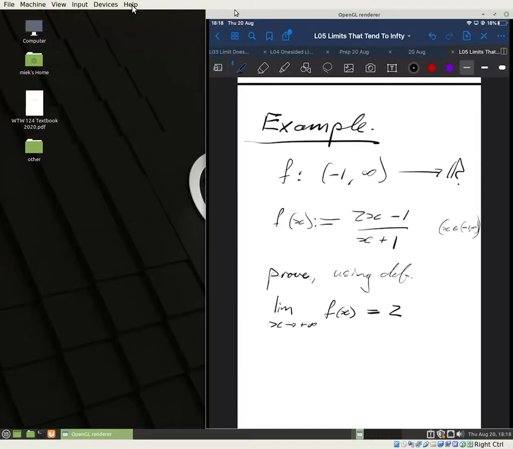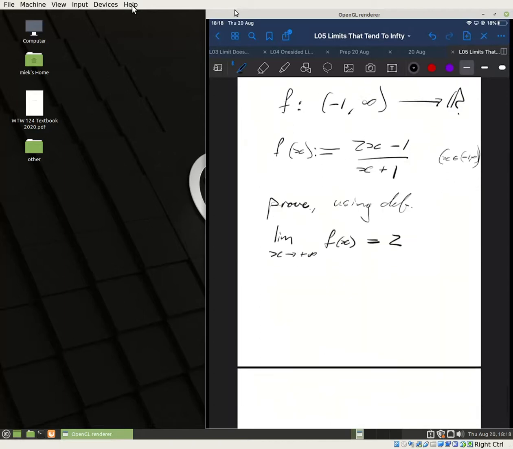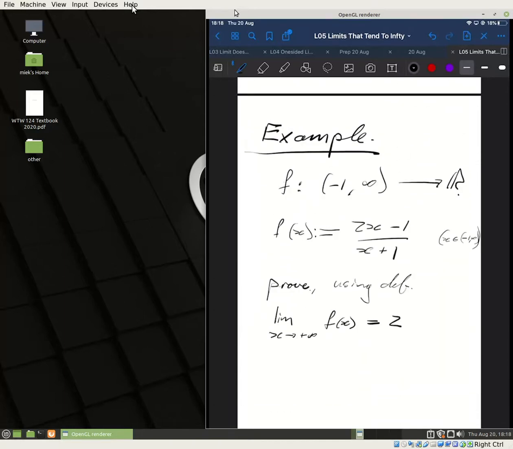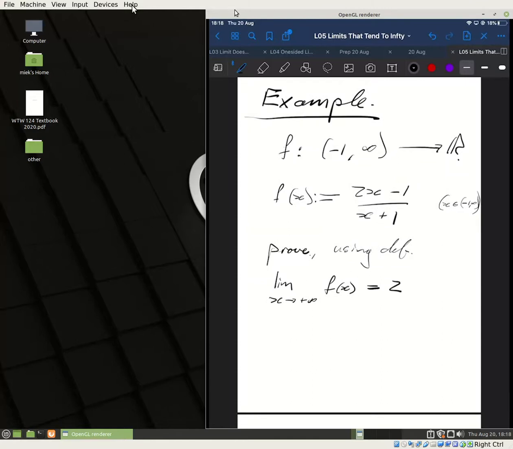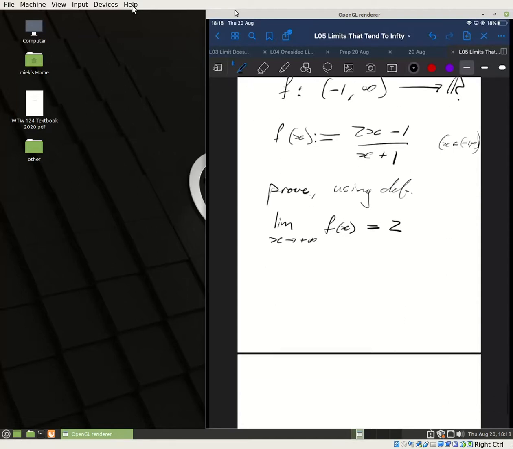Let's take a look at this example. We have a function on this following open interval up to plus infinity defined as follows. Prove using the definition that the limit as x tends to plus infinity of f of x is equal to 2. Okay, so let us do that.